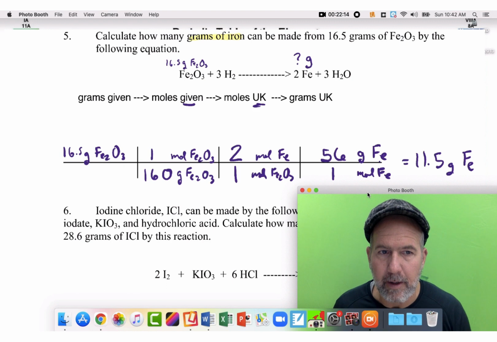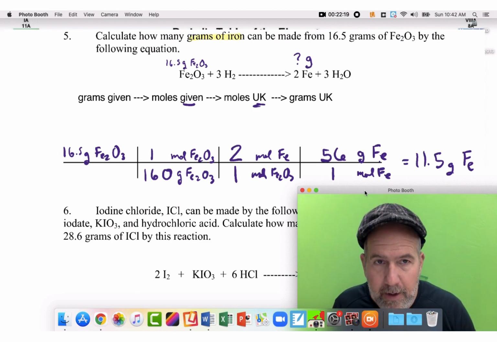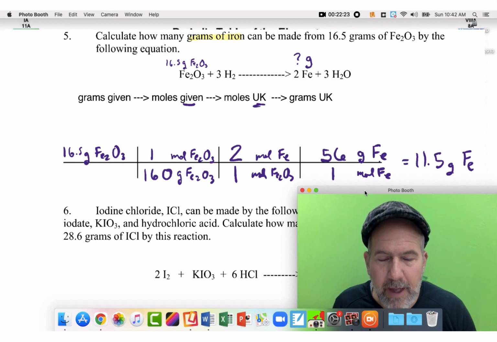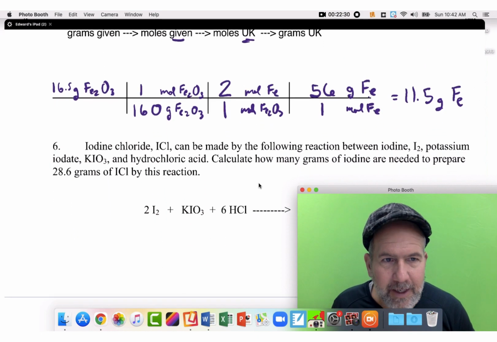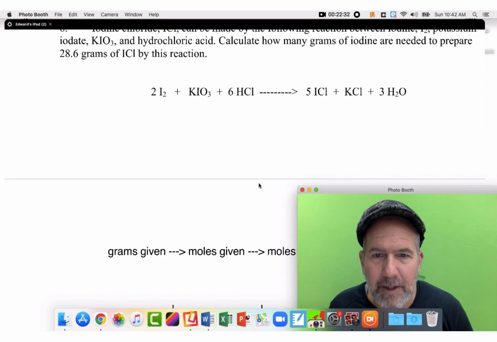Grams of iron. Problem 2 done. Okay? Same pattern, totally different numbers, right? You're just following that pattern. You have to change the pattern. It's not like you can do the same exact thing every time. You have to think a little bit, but not all that much.